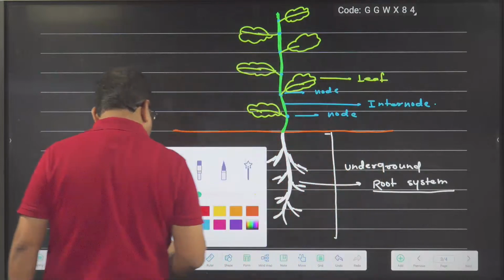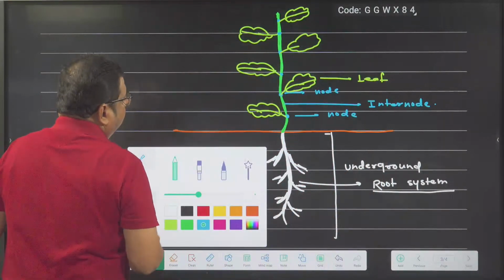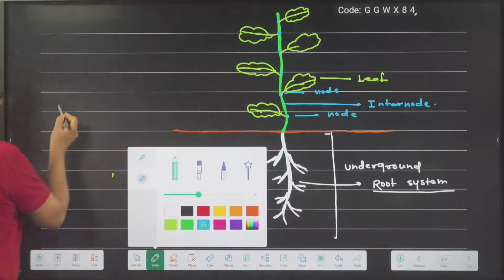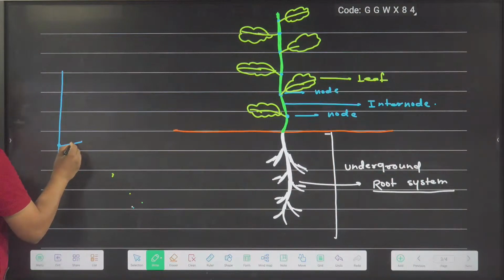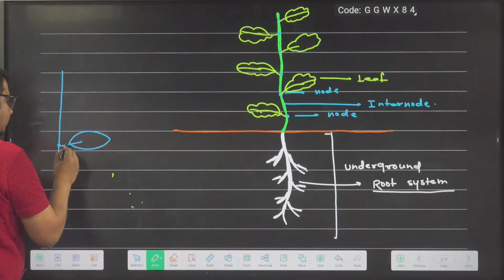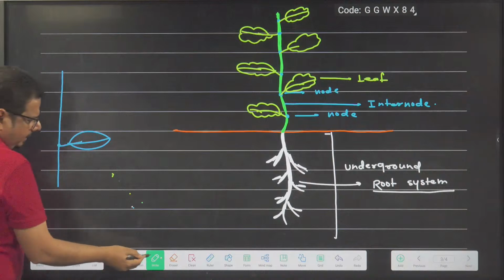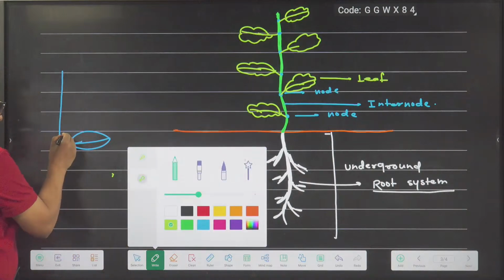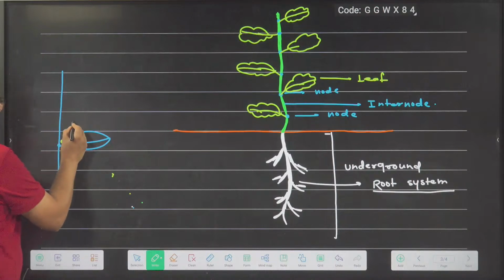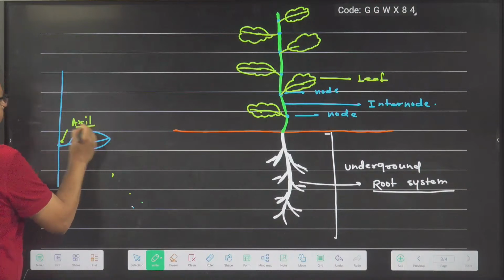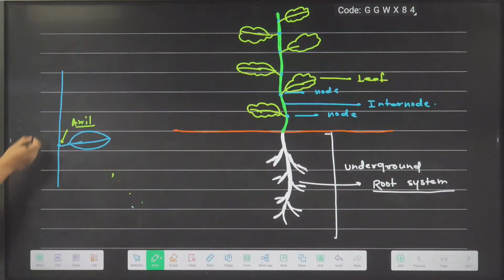Now, the axil. Let me explain the axil better. Just a minute. This is a stem. Suppose that here is the node and this one is the leaf. So the angle here, this is the angle between the stem and the leaf. This angle is called the axil. Did you get the meaning of axil? The angle between the stem and leaf is called the axil. Able to understand? This arrow is in the axillary region. So this is the axil.